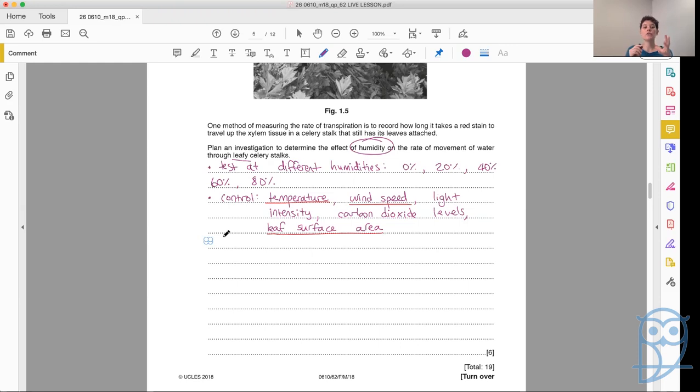Okay, so we've got our independent, we've got our controlled. What's our dependent? Our dependent is some measure of the movement of water. So you could use a stain, same as we did for the temperature, and then you would measure the movement of the stain. So we're going to measure the distance moved.